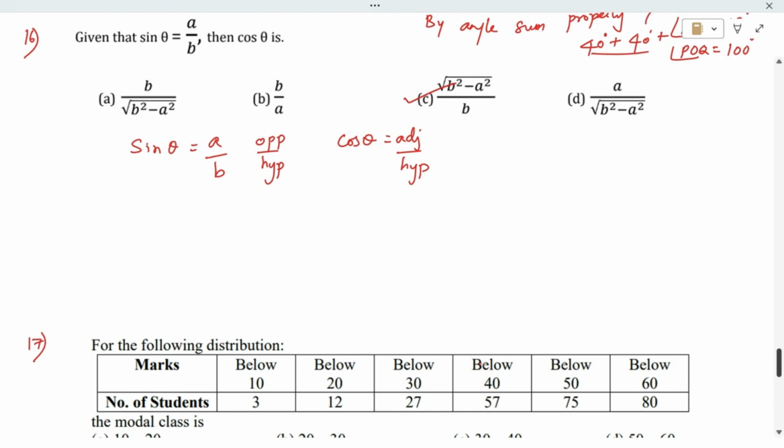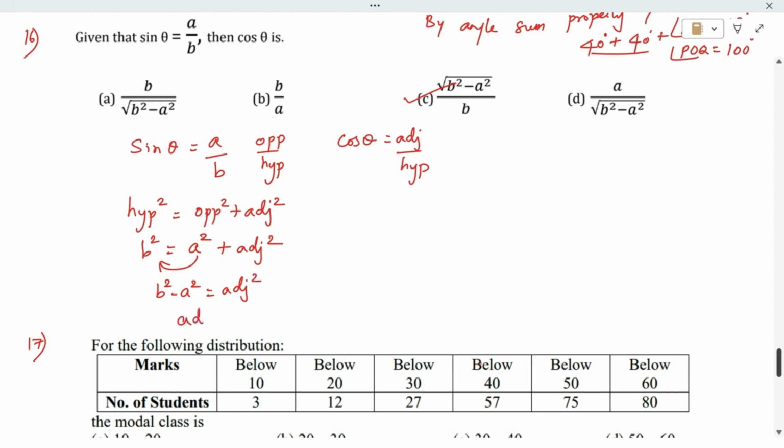Or else I will show you how to find it out. So opposite is A, hypotenuse is B. So I know from Pythagoras theorem, hypotenuse square is equal to opposite square plus adjacent square, isn't it? So B square is equal to A square plus adjacent square. So take A square to the other side, B square minus A square is equal to adjacent square. So from here, I can find adjacent by taking square to the other side, it becomes square root. So adjacent is root of B square minus A square. Substitute here.